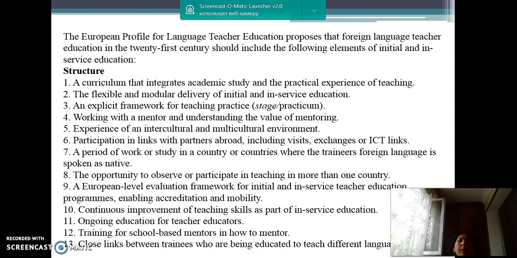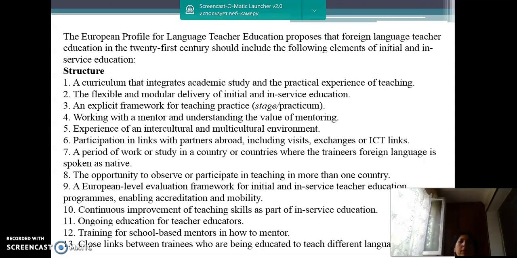The European Profile for Language Teacher Education proposes that foreign language teacher education in the 21st century should include the following elements of initial and in-service education. There is a structure of the European Profile for Language Teacher Education. There is a curriculum that integrates academic study and the practical experience of teaching. The flexible and modular delivery of initial and in-service education. An explicit framework for teaching practice. Working with a mentor and understanding the value of mentoring.